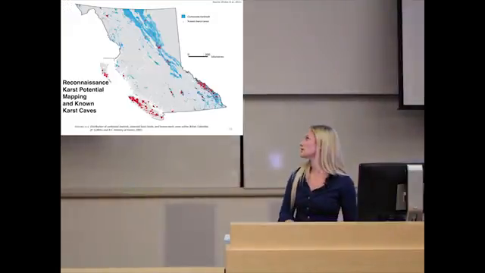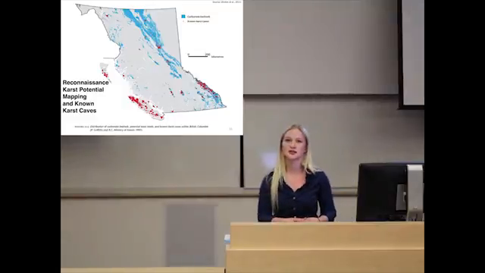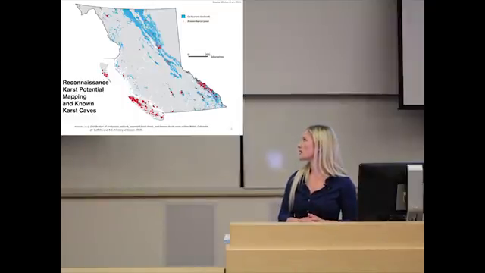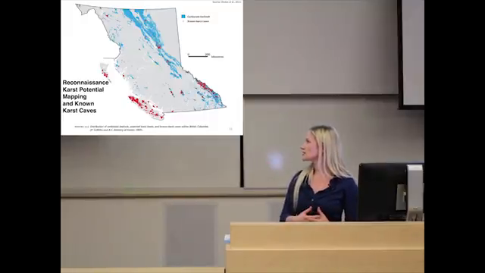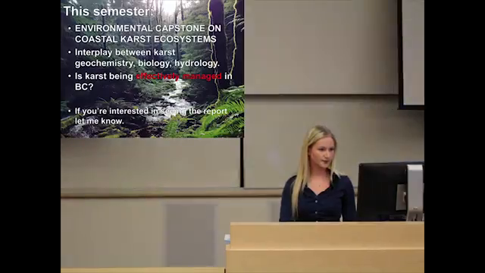So this is a map showing the distribution of soluble bedrock that has the potential to form karst throughout BC. About 12% of the bedrock has the potential to form karst, and in Vancouver Island it's about 4%, most of which is karstified due to various hydrological and geological factors.